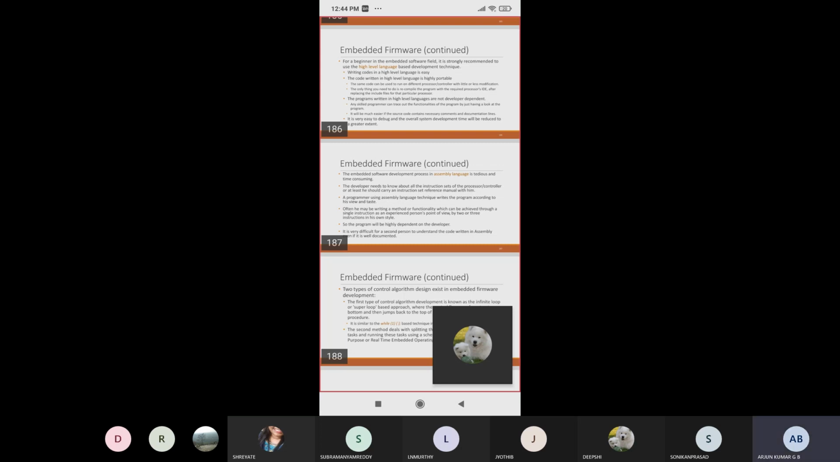It will be much easier if the source code contains the necessary comments and documentation lines. It is very easy to debug, and overall system development time will be reduced to a greater extent. Development time will also be reduced if you go for high level language based programs. In high level language programming, the number of instructions is reduced. Within one or two instructions we can get the output.